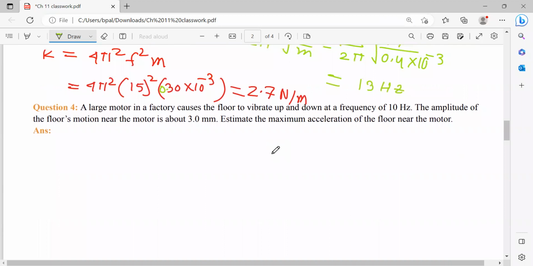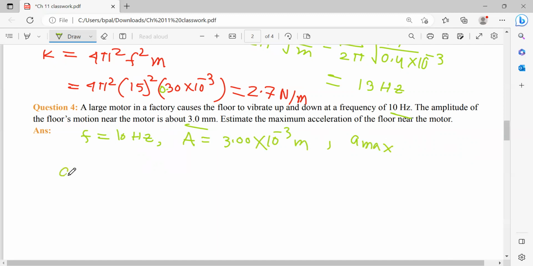Next one. All right, so here we have a large motor in a factory that causes a floor to vibrate up and down at some frequency. We are given the frequency, 10 hertz. The amplitude of the floor motion near the motor is about 3 millimeter. Estimate the maximum acceleration. So we are given frequency 10 hertz and amplitude equal to 3 millimeter. Millimeter to meter is this. We have to calculate a max.